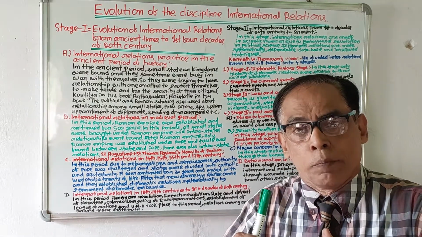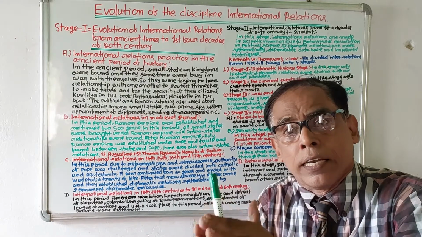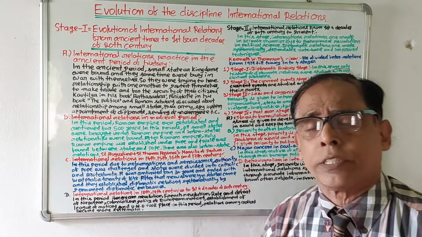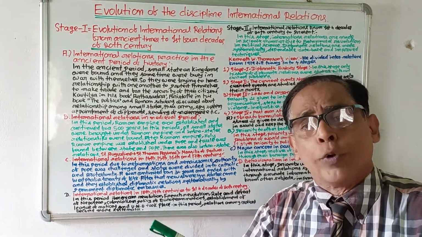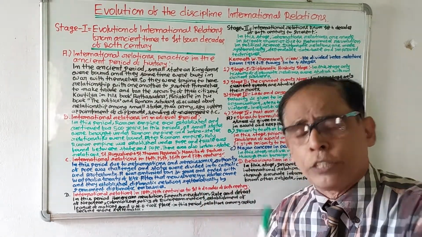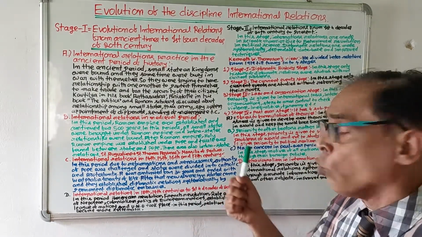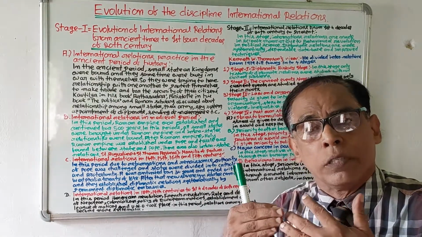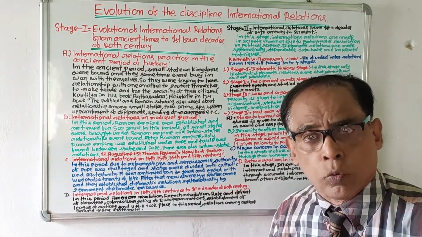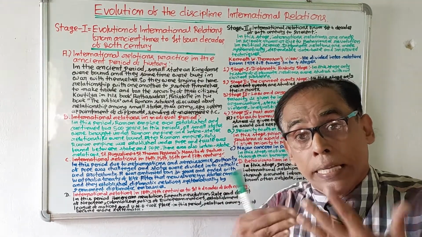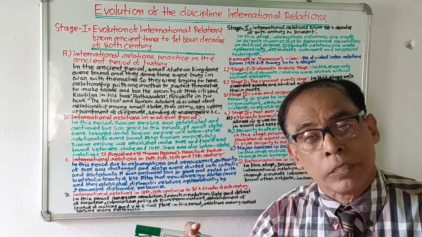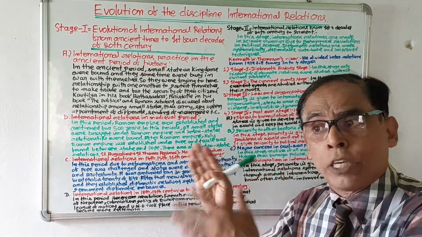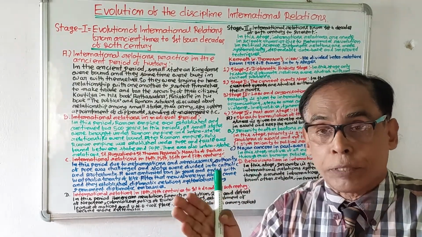But before I discuss how the international relations subject has been originated, I want to inform my viewers that you can take benefit from this video in two ways. You can take the help of the whiteboard, which will be visible to you, or even if you cannot watch the whiteboard, you can listen to me and write down your notes. So you will get benefit in two ways: either you observe the whiteboard or you listen to me.